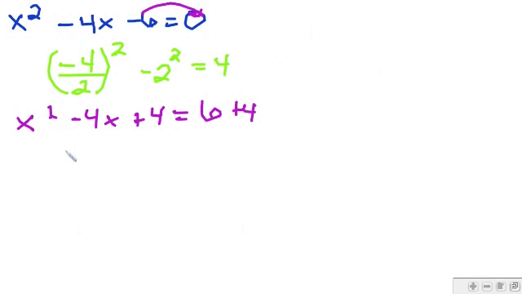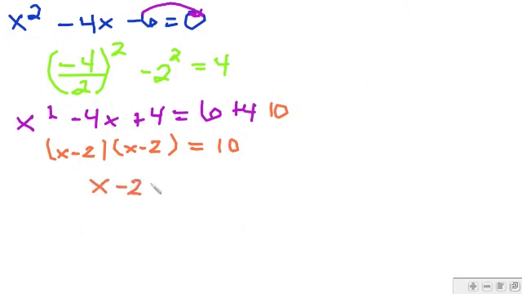All right, let's go ahead and factor this out. Factors of 4 that when you multiply give you 4, and when you add give you negative 4. That would be x minus 2, x minus 2. And right here we have 6 plus 4, which is going to be 10. All right, which here will be 10. So if I take x minus 2 squared equals 10, since I cannot square root the 10 all the way, that's fine.